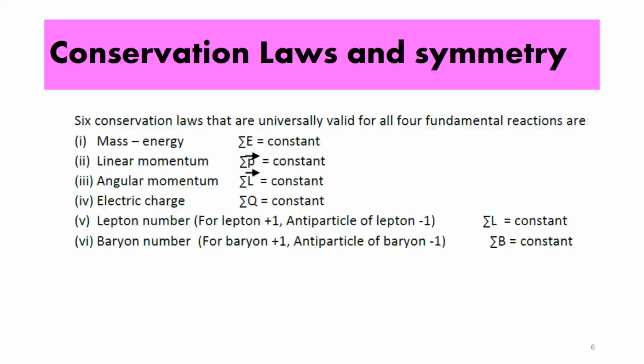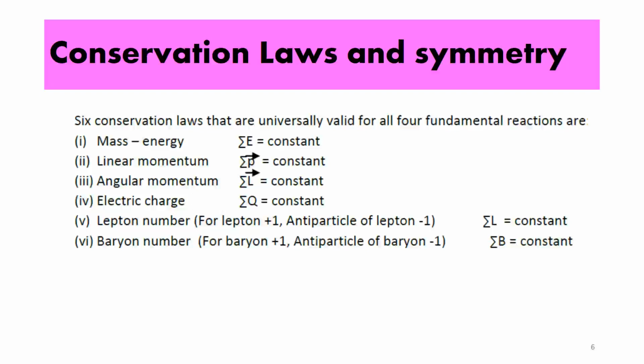Similarly, for baryons, a number is assigned. That is the baryon number. If it is a positive charge, the baryon number is +1. If it is a negative charge, the baryon number is -1. If it is a 0 charge, then the baryon number is 0. That baryon number and lepton number are also considered in what?